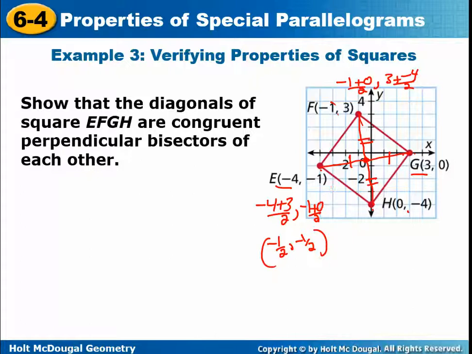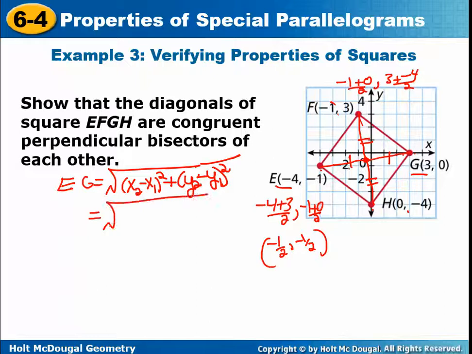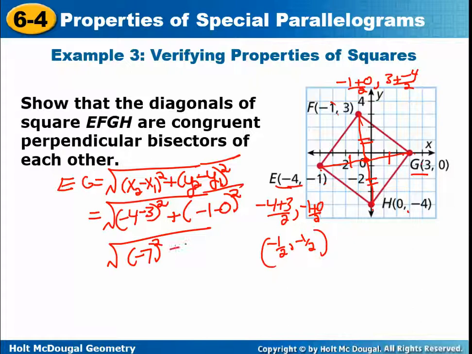Now let's find the length of EG. So to find the length of EG, we'll use the distance formula, which says that you will take the difference in the x-coordinates and square it, and add to that the difference in the y-coordinates and square that. Okay, so our x-coordinates are -4 and 3. -4 minus 3 is -7. And then the y-coordinates are -1 minus 0. So we have -7 squared, and then -1 squared, which is 49 plus 1, which is 50, so we get the square root of 50. And I could simplify that because that could be written as the square root of 25 times 2, so it would simplify to 5 square root of 2, but I don't think it matters too much.